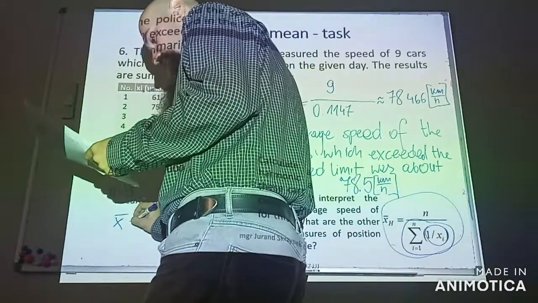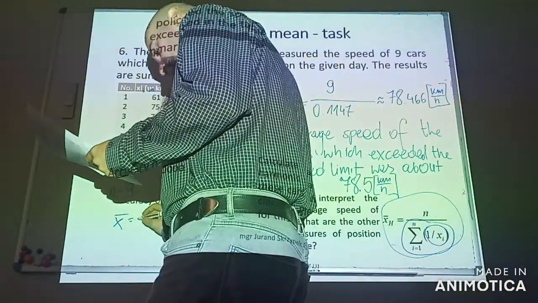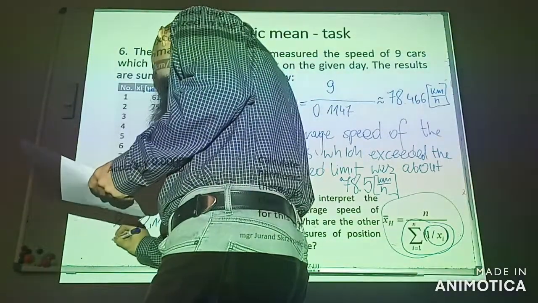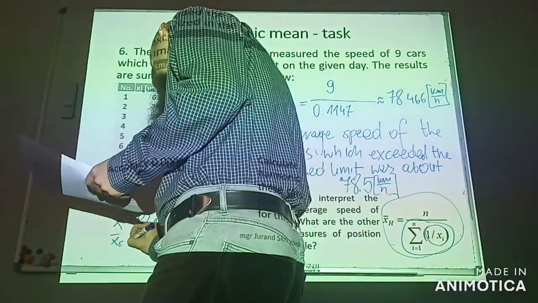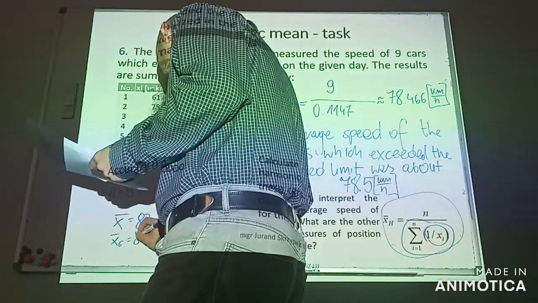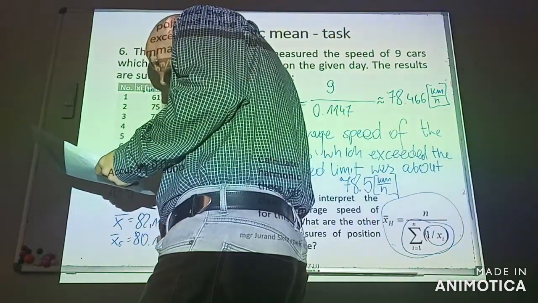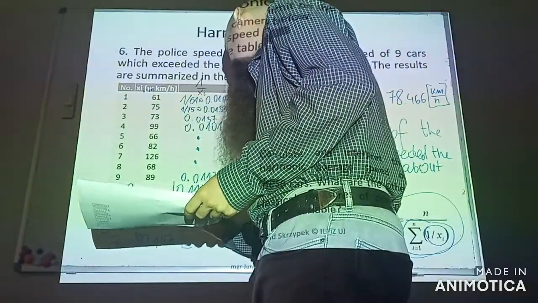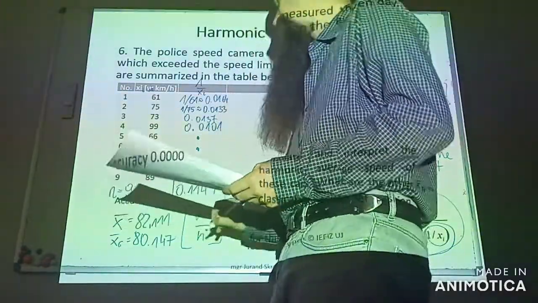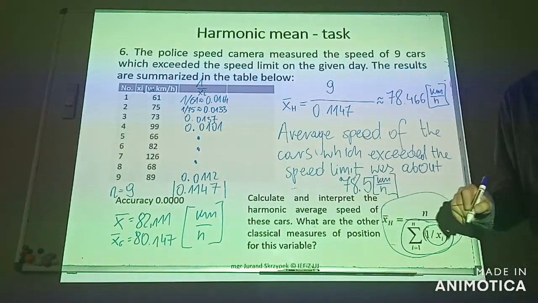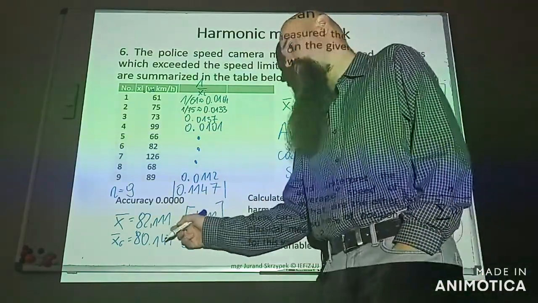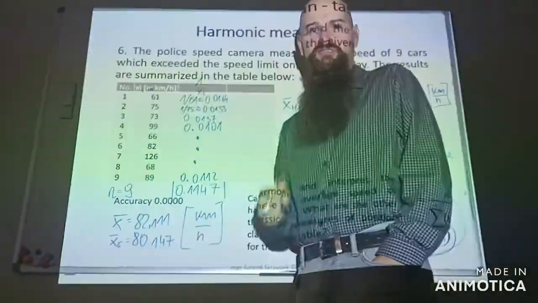Arithmetic mean is about 82.111 and geometric mean is about 80.147, of course, kilometers per hour. So I encourage you to check it out if it is true. Good luck.